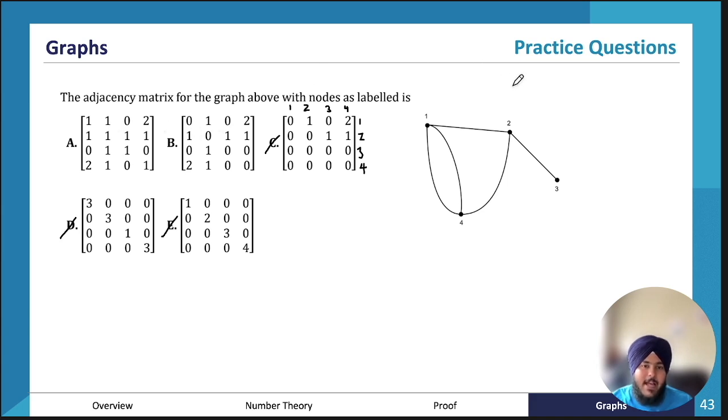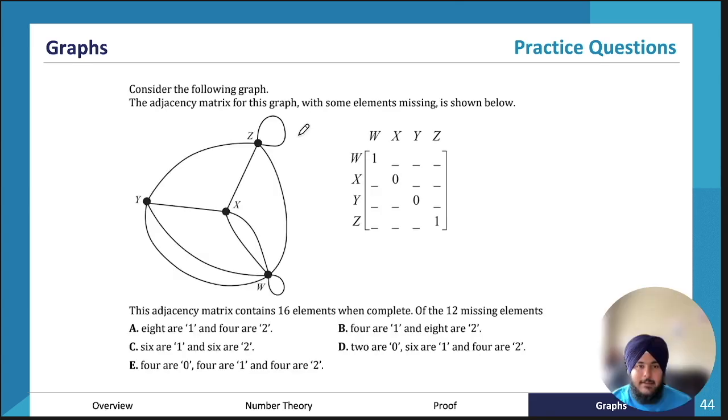So it's either A or B. Let's look at the difference between these two answer options. The difference lies over here, between 1 and 1 itself. Are there any loops here for 1? The answer is no. We don't have any edges that just connect 1 to itself, because we have 1 connecting to 2, and 1 connecting to 4 twice. So there shouldn't be a 1 here. Therefore our correct answer is B, in terms of finding the adjacency matrix. I hope that makes sense. Let's move on.